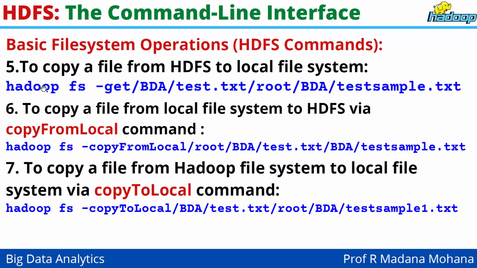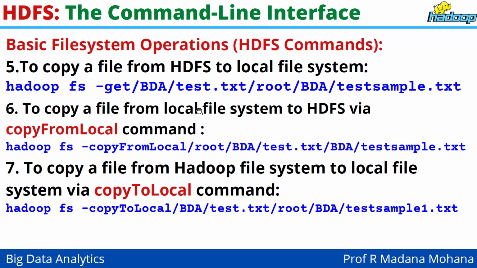The next operation is to copy a file from HDFS to the local file system, or now the reverse. For that we will use the get command. The syntax is hadoop fs -get. You can give the HDFS path first, /bda/test.txt, then the local file system path you can give, that is, under root, under bda, sample.txt.